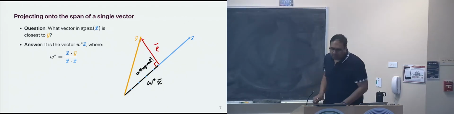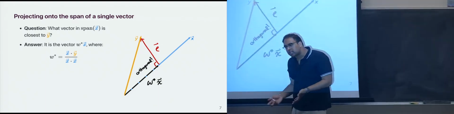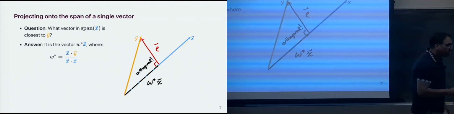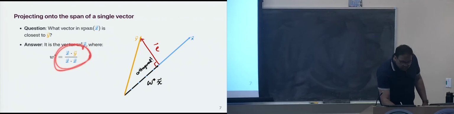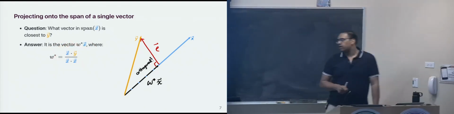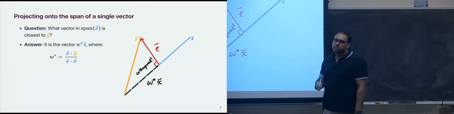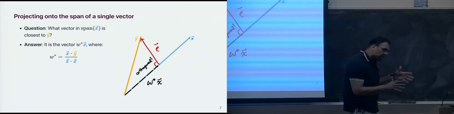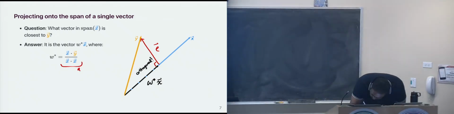Now, we found, using properties of linear algebra, what this optimal w star was supposed to be. It was this quantity. Now this quotient here, x dot y over x dot x, what is it? Is it a data frame, a binary search tree? What is it? It's a single number. Okay, that's important. It looks complicated, but this is just a scalar.